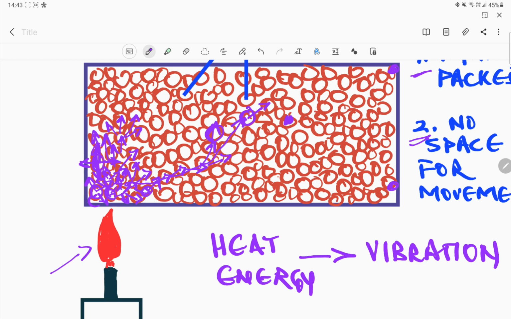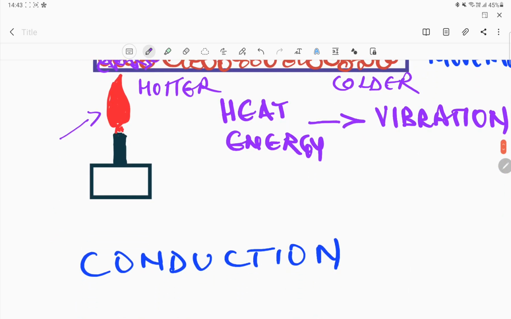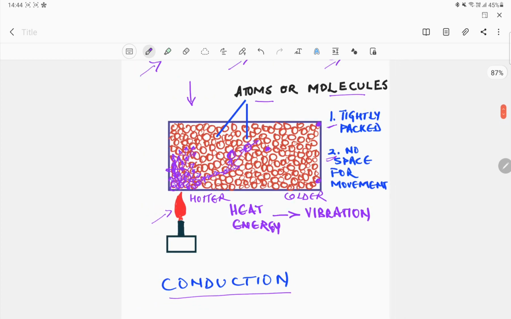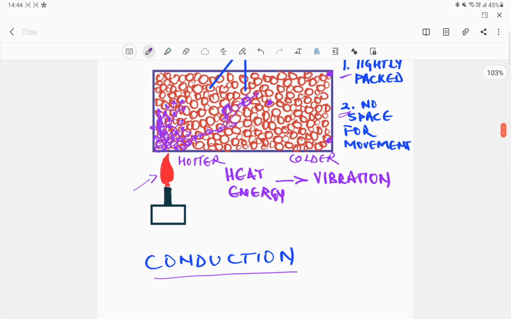So this process by which heat moves from a hotter to a colder region in solids by vibration of atoms or molecules is known as conduction. So, what is conduction? Let me reiterate. Conduction is the process by which heat is transferred from a hotter region to a colder region in solids.